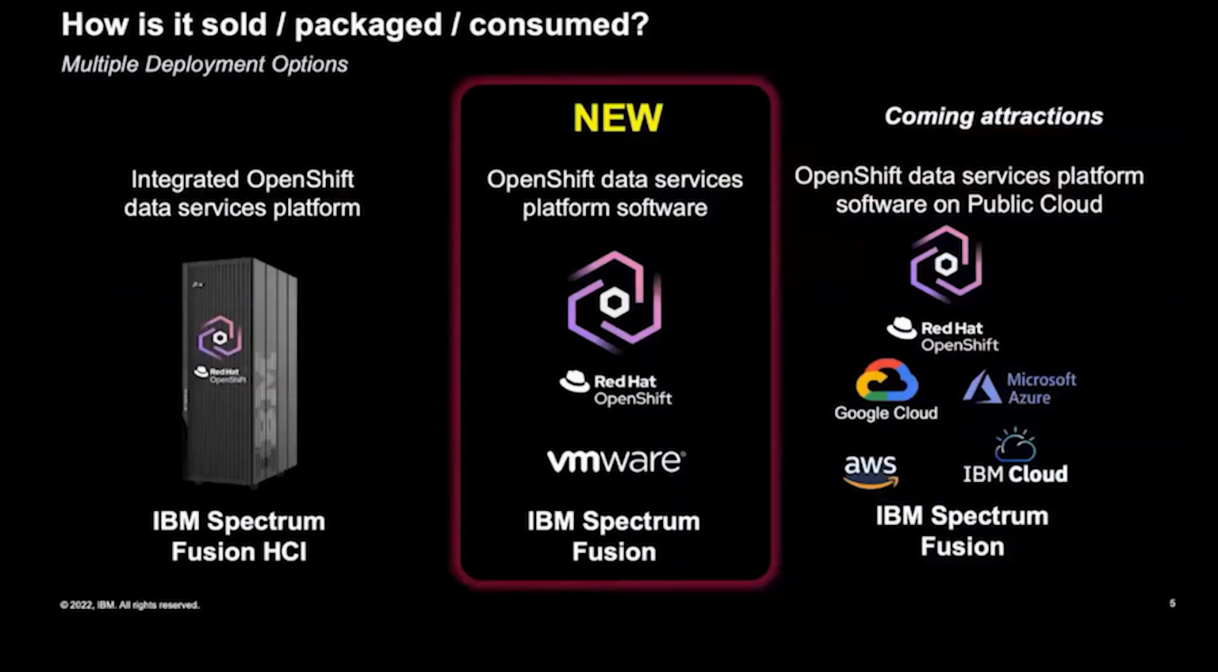Spectrum Fusion provides multiple deployment options. It is available as an integrated hardware and software platform that can be easily installed in a data center. It is available in a software-only format that can be deployed within an existing VMware environment, and it will soon be available in a software format that can be deployed on public clouds. The focus of the remainder of this video will be the Spectrum Fusion HCI integrated hardware and software platform.